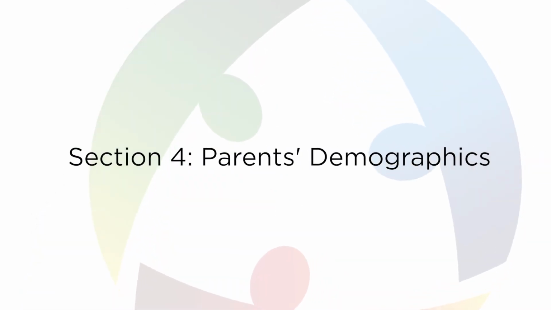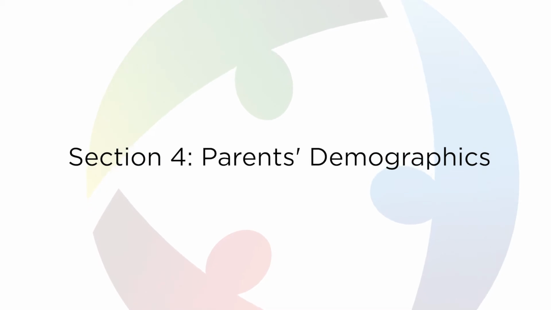Section 4 is the parents' demographics. If your parents are married, both of them would complete their information: name, date of birth, social security number, as well as their address. If your parents are divorced and you're only using one or living with one of your parents, that parent would complete their information. Again, just their demographics: name, address, date of birth, social security number.